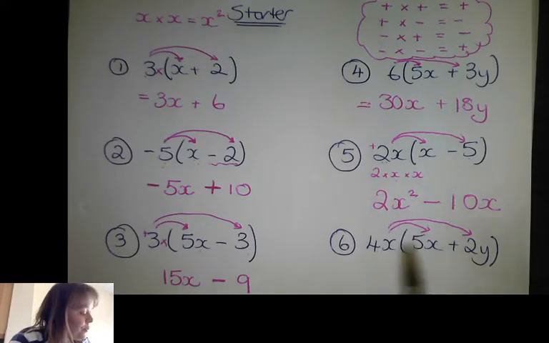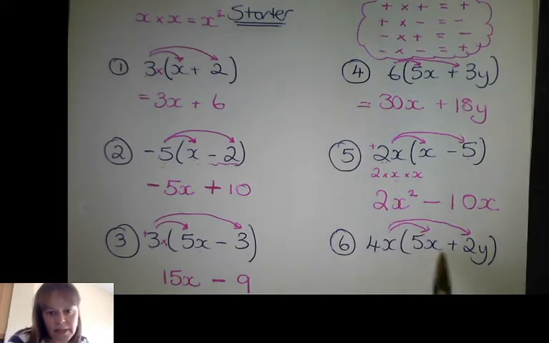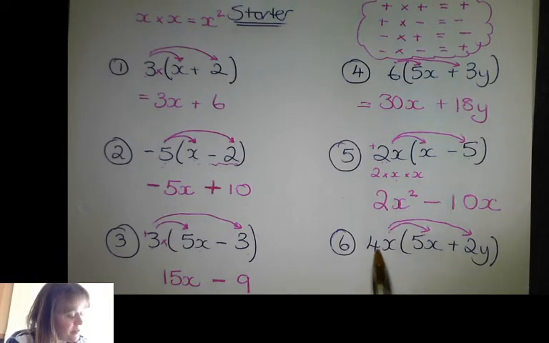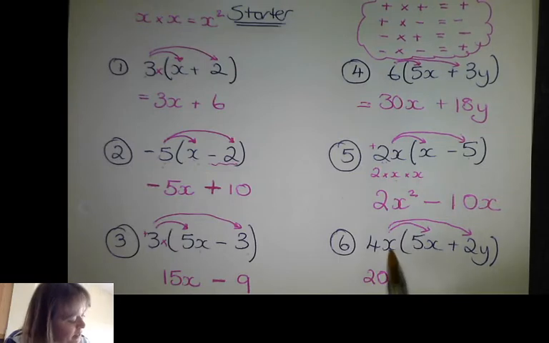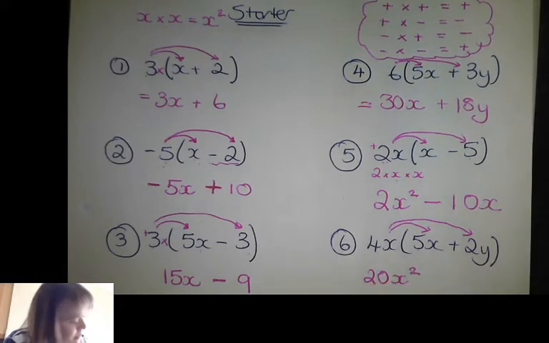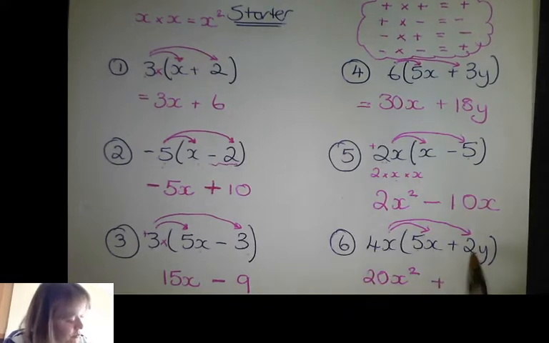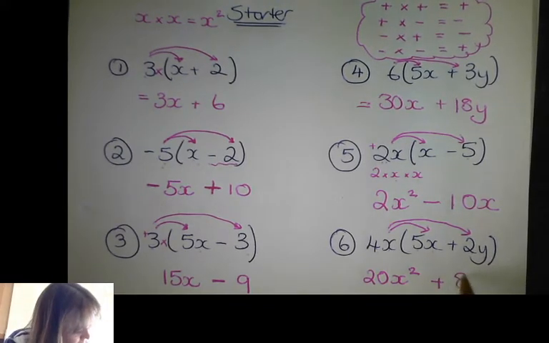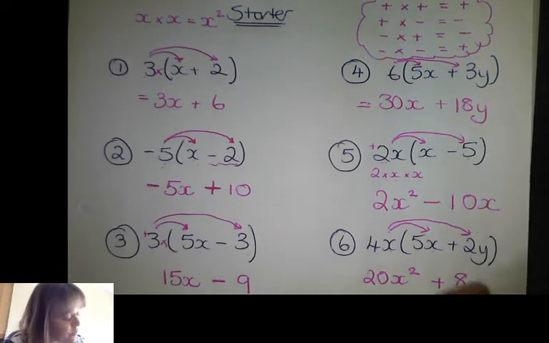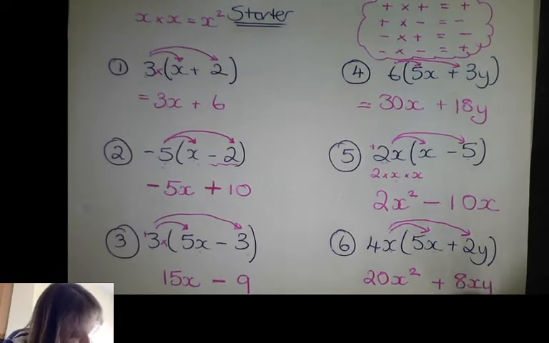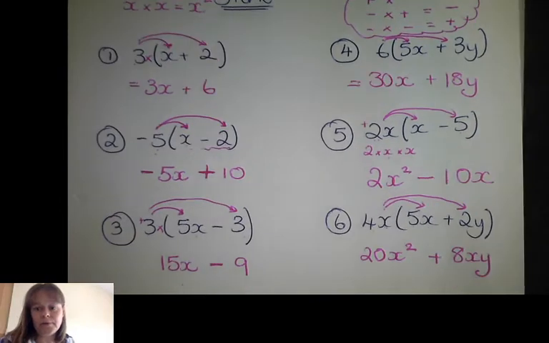So how do I do 4x times 5x? Well, I think the easiest way to do it is to deal with the numbers first. So do 4 times 5, first of all, which is 20. And then I'm doing x times x, which is x squared. Same thing at the other end. I'm going to do the 4 times the 2 first. And then I've got an x multiplied by a y. So I could write x times y, but it's neater and better to write xy. So that's what I'm going to do.